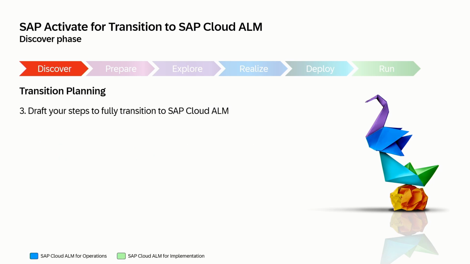Then the transition planning, that was kind of the pre-work. That's basically defining what projects are necessary to complete the transition from Solution Manager to Cloud ALM. And here I have an example. A first step is probably the transition of the operations capabilities. That's process-wise a bit easier than implementation capabilities.